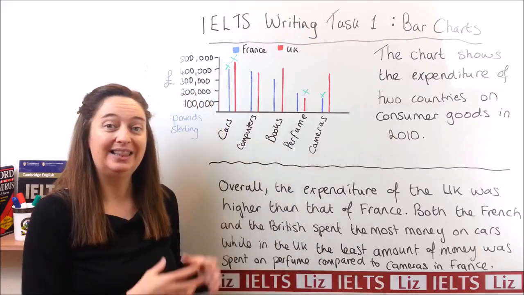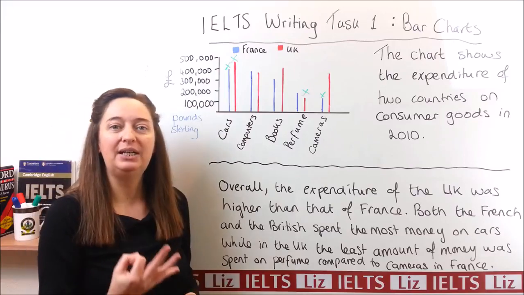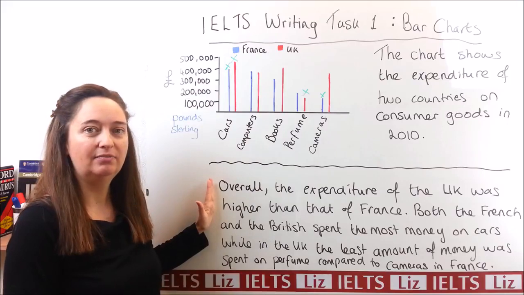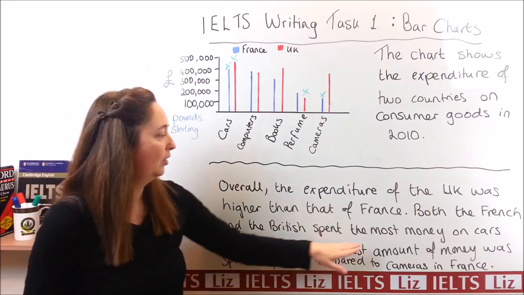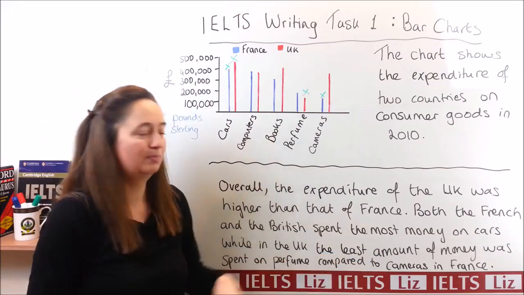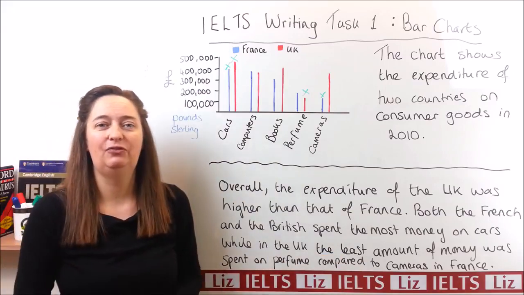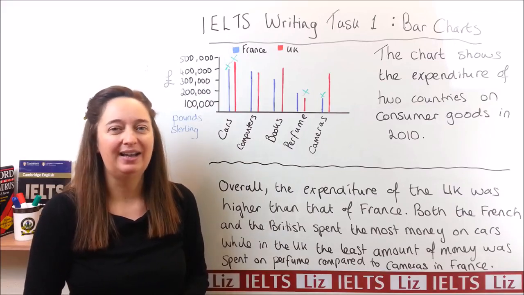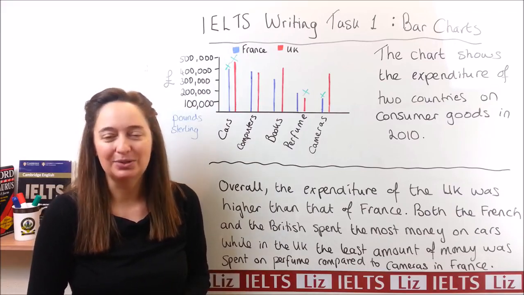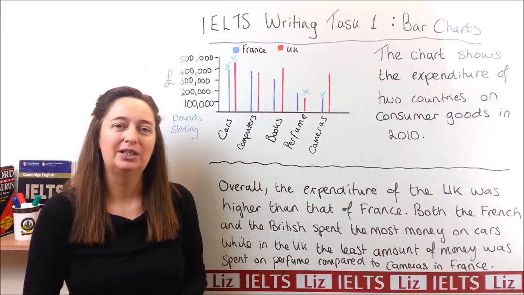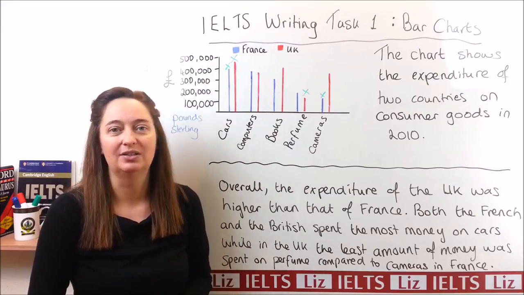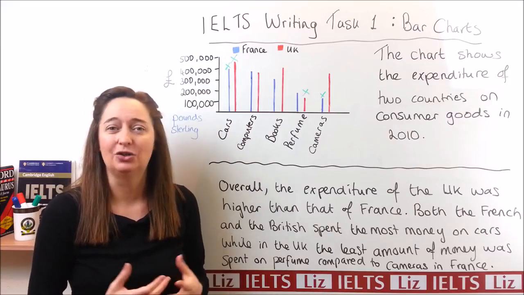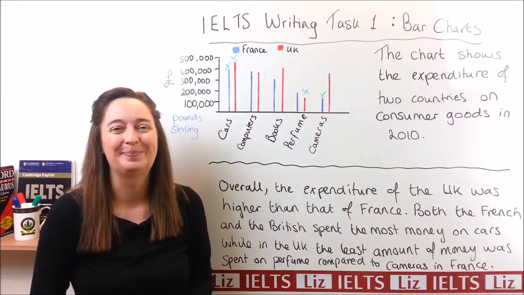So in total, in this overview, we've got 3 key features. We've got which one was higher than the other overall, and we've got the most money spent and the least money spent. 3 key features. How many do you normally have? Well, it's very rare to have only one. I think that's almost impossible. You are usually looking at 2, 3 or 4 key features, occasionally 5. It depends on all the information in your chart or your table, for example.